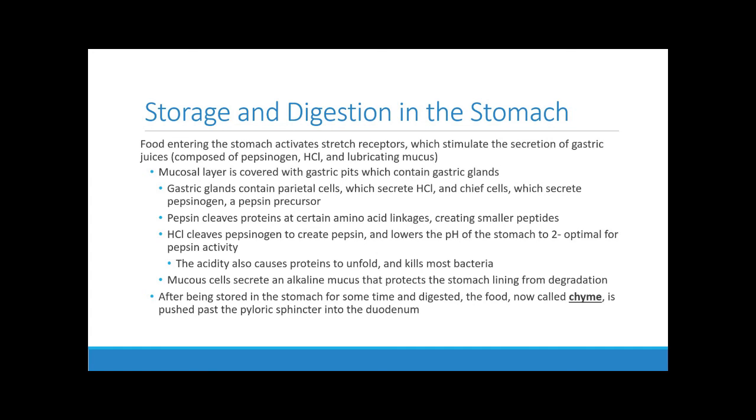To protect the stomach lining from degradation, inside of gastric pits are also mucus cells that secrete a thick coating of alkaline mucus. After digestion, the food is now called chyme and is pushed past the pyloric sphincter into the duodenum of the small intestine.